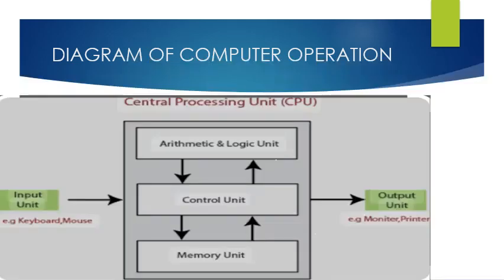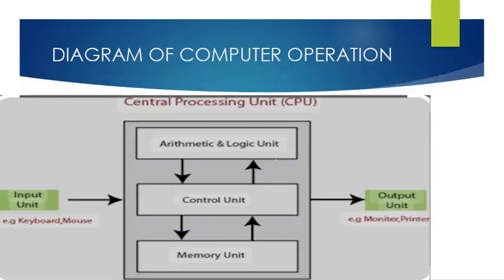Then we have the input unit and the output unit. For the input unit, we have two examples on the diagram: the keyboard and mouse. The function of the keyboard is to input data into the computer system, while the mouse is also an input device that lets us navigate from one icon to another in order to select and input data into our system. Then we have the output unit, which includes the monitor and printer.